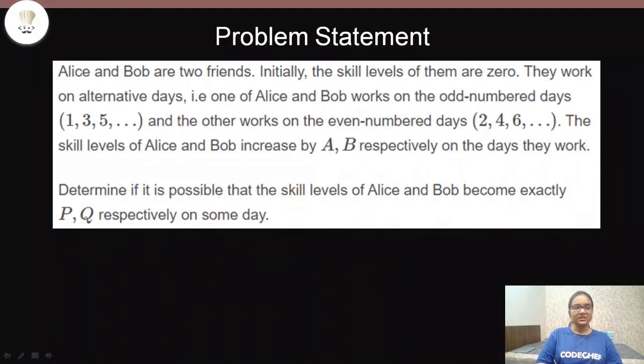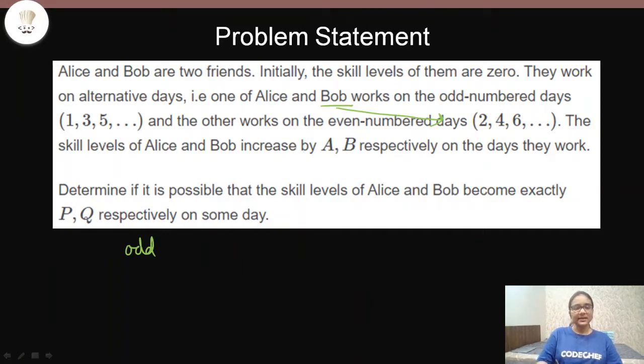The problem statement here says that Alice and Bob are two friends and initially their skill level is 0 and they work on alternative days. That is, if Alice is working on odd number of days, then Bob will work on even number of days. So that's what is given. It is not given in any specific manner whether Alice is working on even days or Bob is working on odd days. They can choose to work on any of the days. Alice can choose odd or even, and Bob can choose the other one. So it is that way.